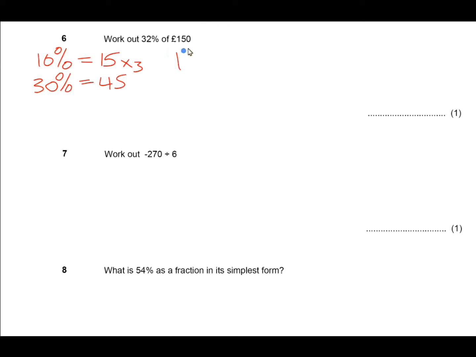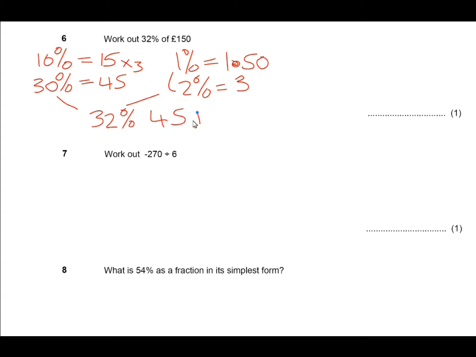For our 1%, much like our 10%, but rather than dividing by 10, divide by 100, you end up with £1.50. We don't want 1%, we want 2%. So we end up with another £3. So to get our 32%, we've got our 45 and add our 3, and that gives us £48. So don't forget the pound sign, and it's £48.